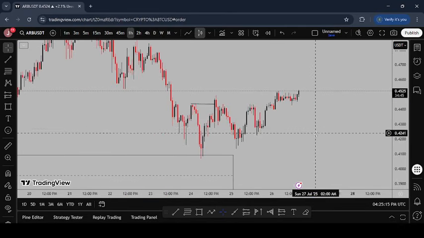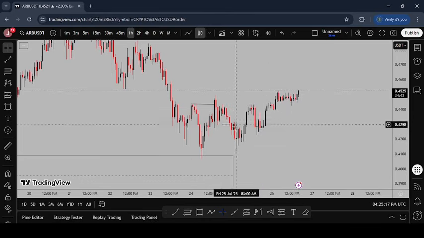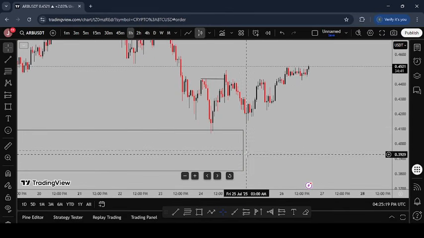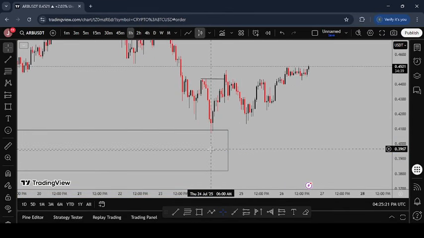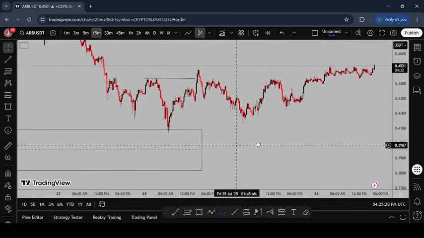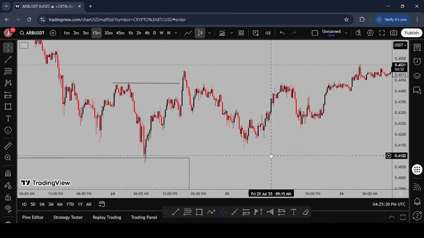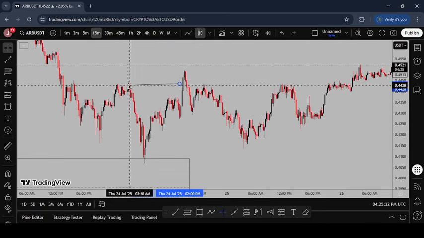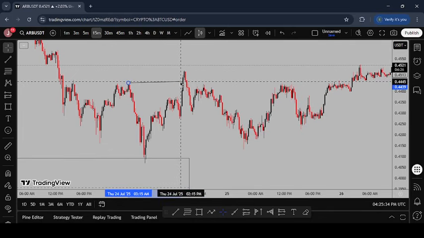Okay, 1 hour market structure shift. Say all this move have not happened. Now you're waiting to catch, looking to catch a trade on this move. Then you go to your entry time frame, which is the 15 minutes time frame. Now you look at this very, very well. Now this was the market structure shift that happened on the 1 hour time frame.